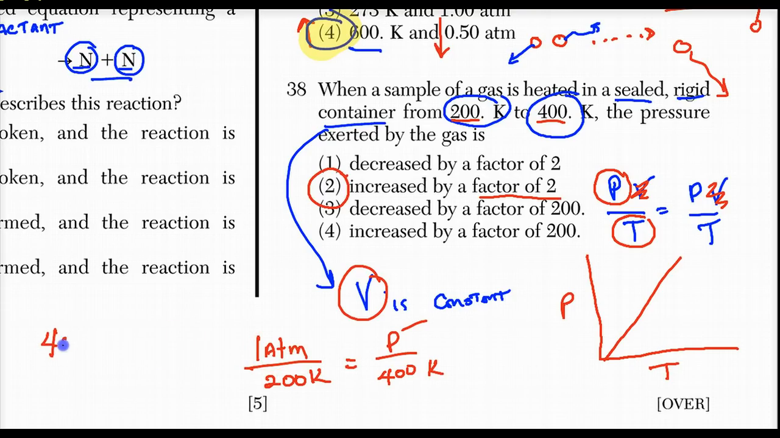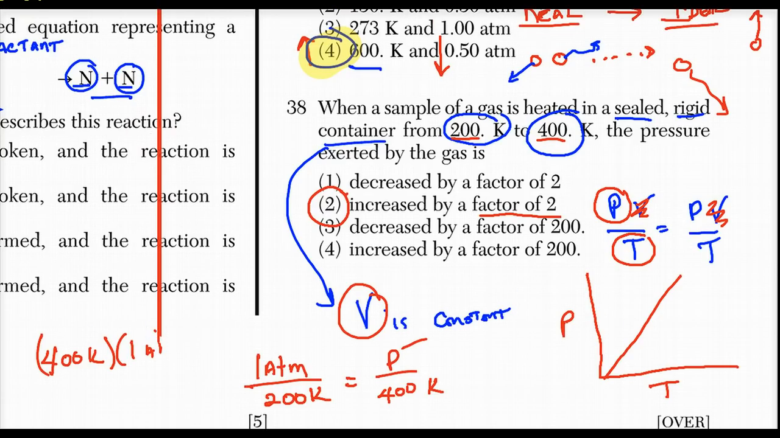So 400 Kelvin times 1 atmosphere, all over 200 Kelvin. You can see that our units cancel. 400 times 1, imagine that is 400 divided by 200, it gives me 2 atmospheres.